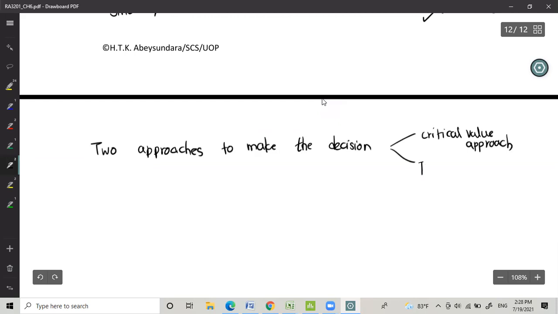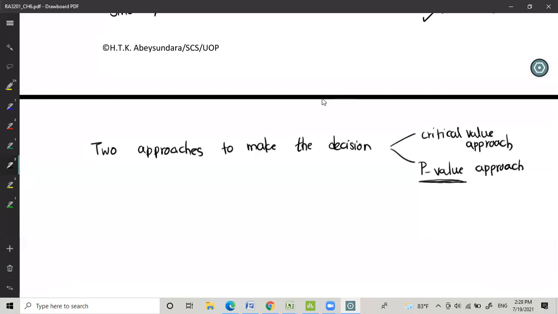And the other one is called the p-value approach. Okay. If you use statistical software, you will use this p-value approach, because when you do a certain hypothesis test using statistical software, the output will give you this p-value, or a probability value. So based on the probability value, you can easily make your conclusion whether you reject H0 or not.